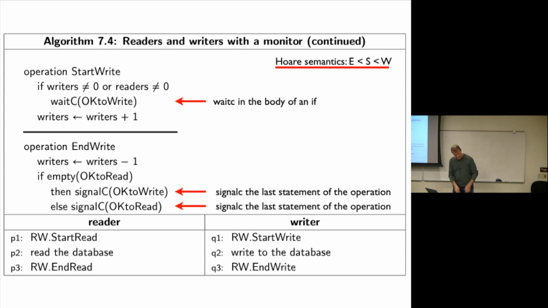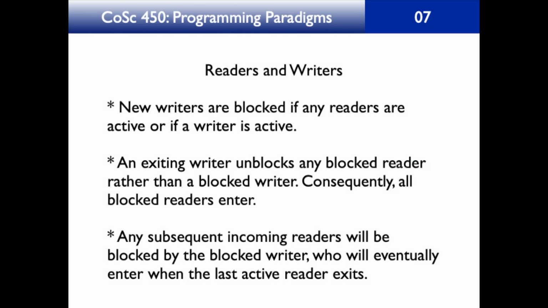All right, now to see how this little scenario works, I have a sequence of events, and let's trace through this. To understand how this sequence works, we need to understand 3 points about this solution to the readers and writers problem. The first point here is that new writers are blocked if any readers are active or if a writer is active. So let's look at the code to make sure that's the case.